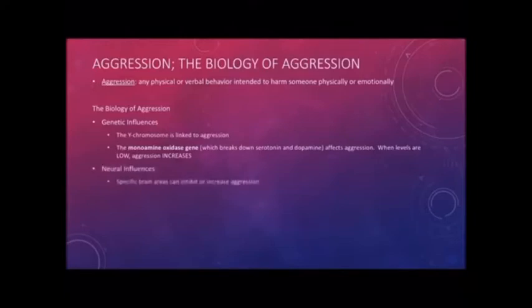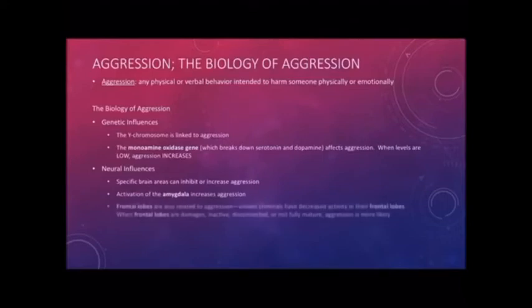Neural influences: specific brain areas can inhibit or increase aggression when stimulated, specifically the amygdala. In fact, the activation of the amygdala increases aggression. Frontal lobes are also related to aggression. Violent criminals have decreased activity in their frontal lobes. So when frontal lobes are damaged, inactive, disconnected, or not fully mature, aggression is more likely.